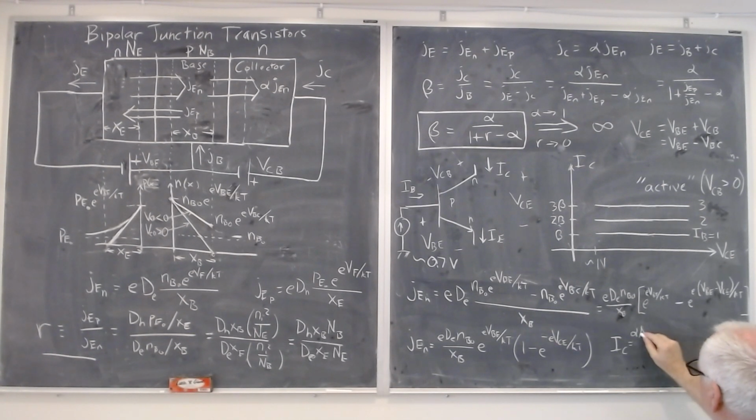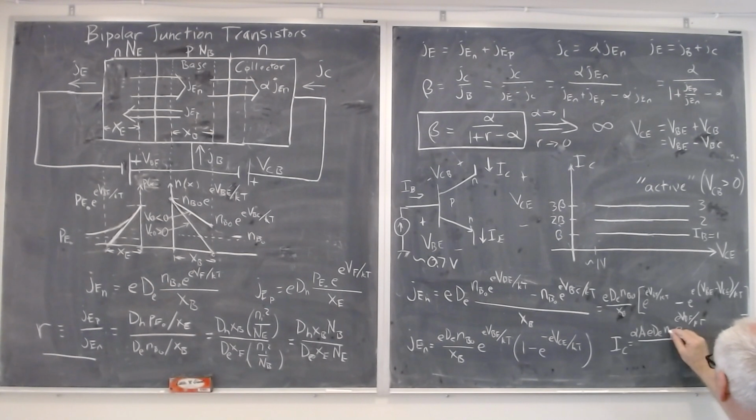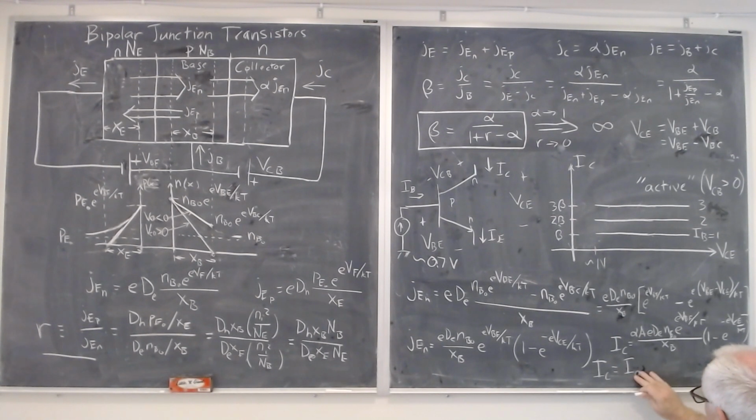Alpha, and I have to put A in there for area now, times E D E N B0 e to the E VBE over KT over XB times 1 minus e to the negative E VCE over KT. But this term, you don't have to go back and do it. Remember, when the slope was going to 0, it's just this term. So I'm going to write it as IC active times 1 minus e to the negative E VCE over KT.